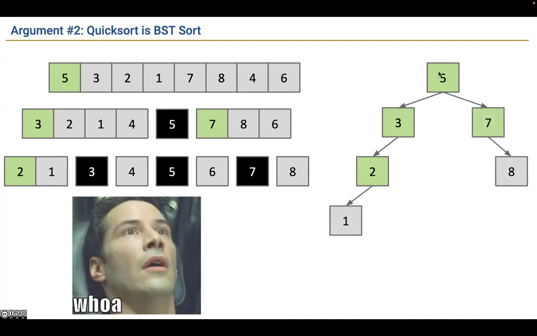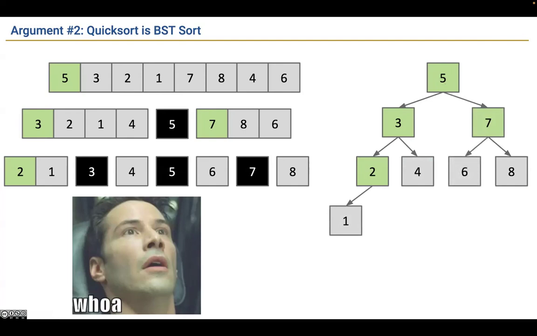Where does the 4 go? Well, I start at the 5. It's less than 5, I go to the 3. It's greater than 3. Right there. What about the 6? Well, 6 is greater than 5, so I go here. 6 is less than 7, so I put it there.